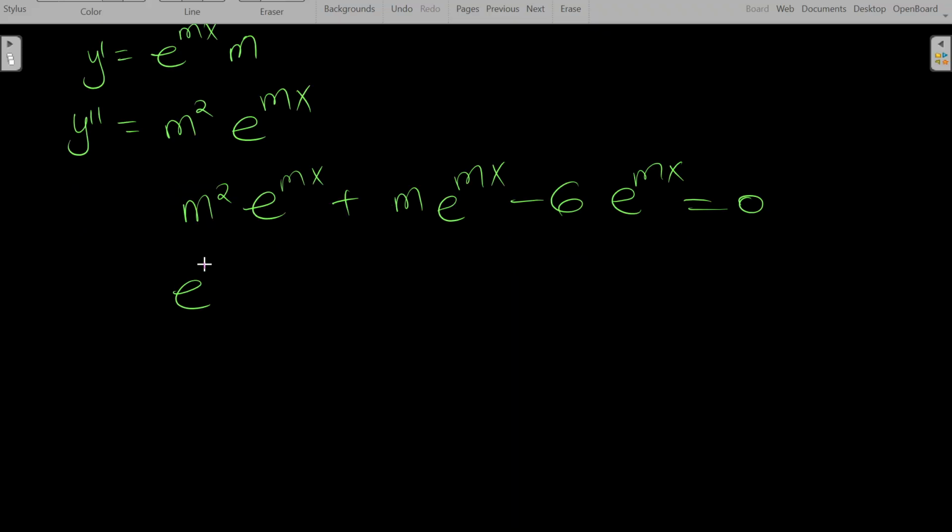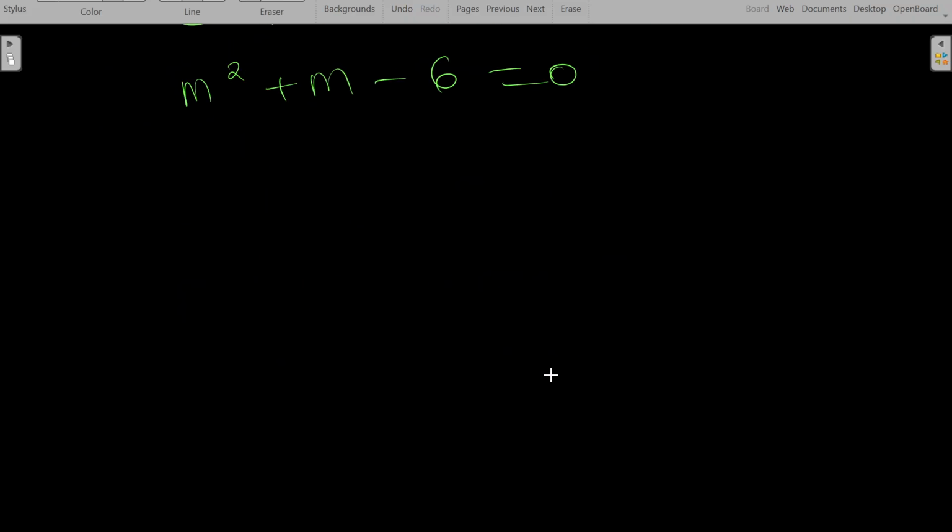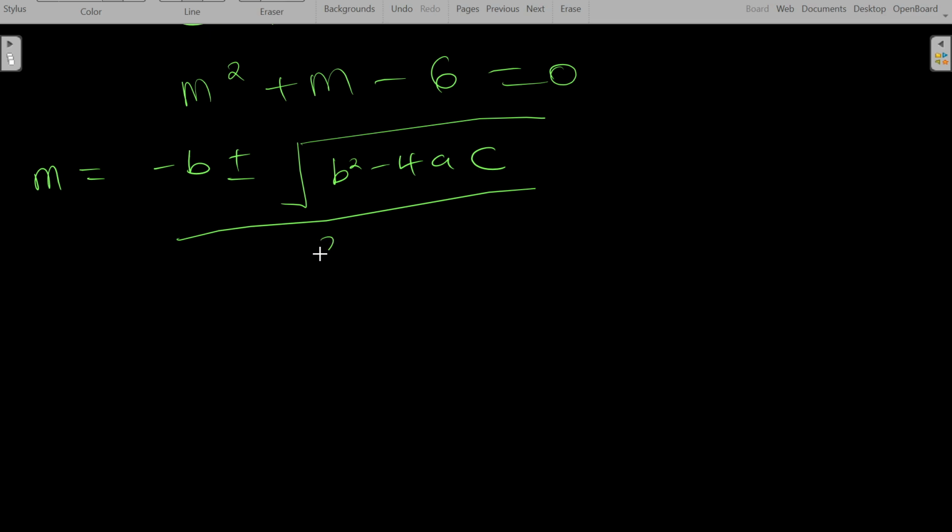So if I pull e to the mx out, I remain with m squared plus m, okay, minus 6 should equal 0. So I'll say my auxiliary equation m squared plus m minus 6 should equal 0. Okay. Now once you have that, so this is my auxiliary equation, use the quadratic equation m equals minus b plus or minus the square root of b squared minus 4ac, divided by 2a.